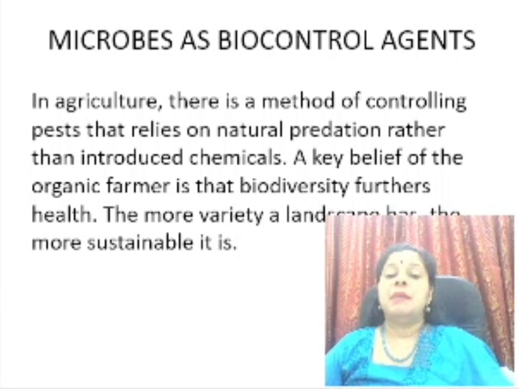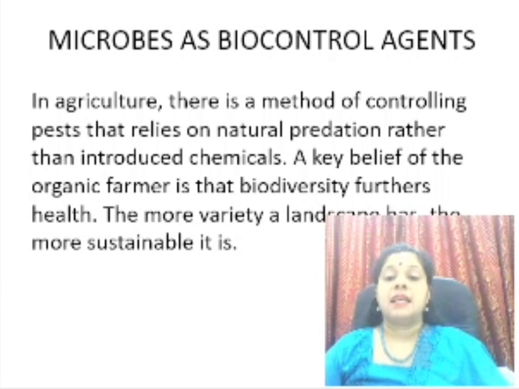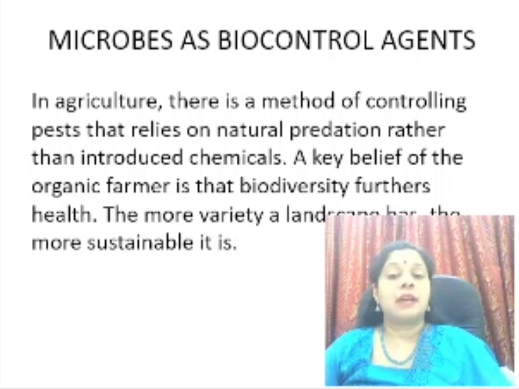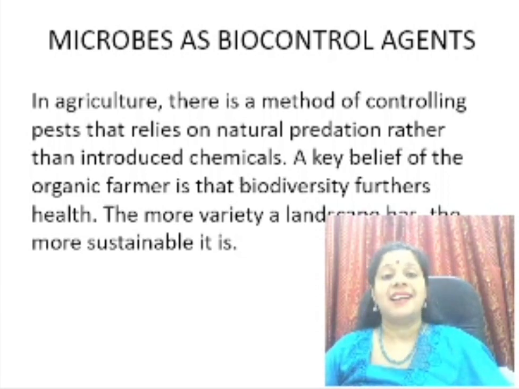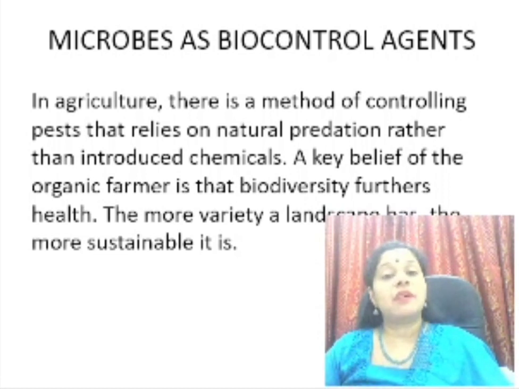So here a key belief of the organic farmer, this is a part of organic farming where we don't use any chemicals, is that biodiversity furthers health. The more species or variety a landscape has, the more sustainable it is, because with only a plant or only a kind of animal, the ecosystem cannot sustain. An ecosystem should have producers, and consumers at different levels, like herbivores, carnivores, top carnivores. We cannot have top carnivores and all in a crop field, but still different types of trophic levels should be there. Only then will the ecosystem be sufficient.